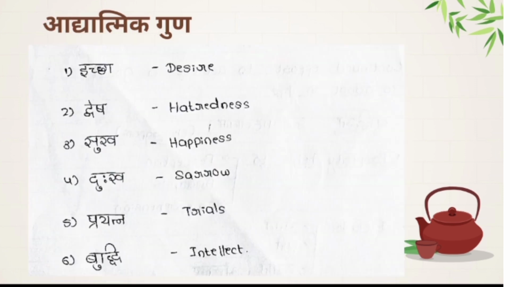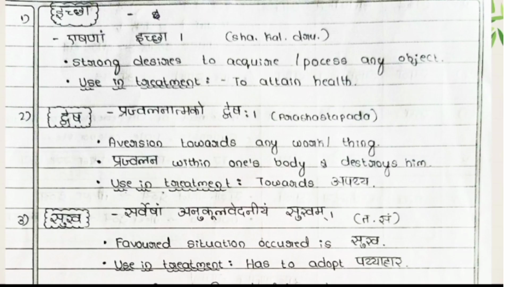Next is the Adhyatmika guna. Adhyatmika gunas are the atma gunas, the qualities possessed by the soul. Those are iccha, the desire to acquire anything; dwesha, hatred towards anything; sukha, happiness; dukha, sorrow; prayatna, the different kinds of trials a person makes; and buddhi, the intellect. So what is iccha? Eshanam iccha, the desire to acquire or possess any object, is nothing but iccha.